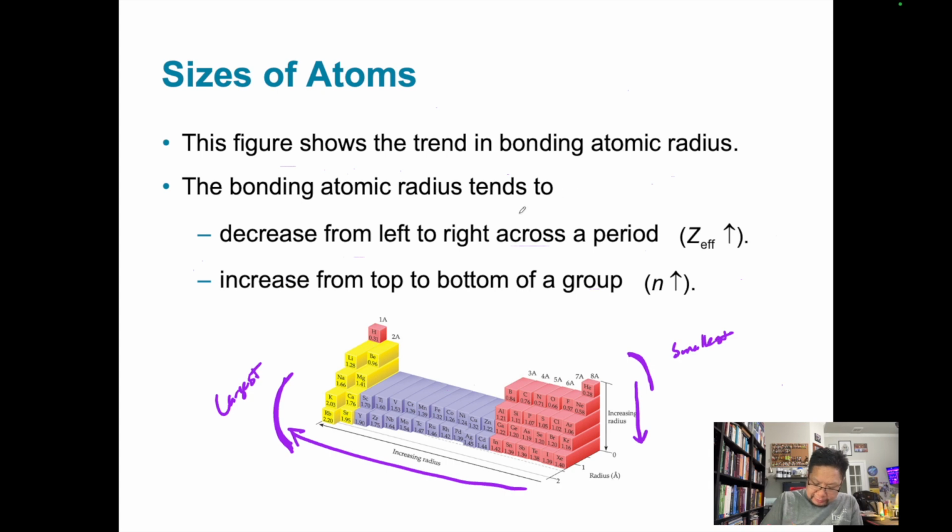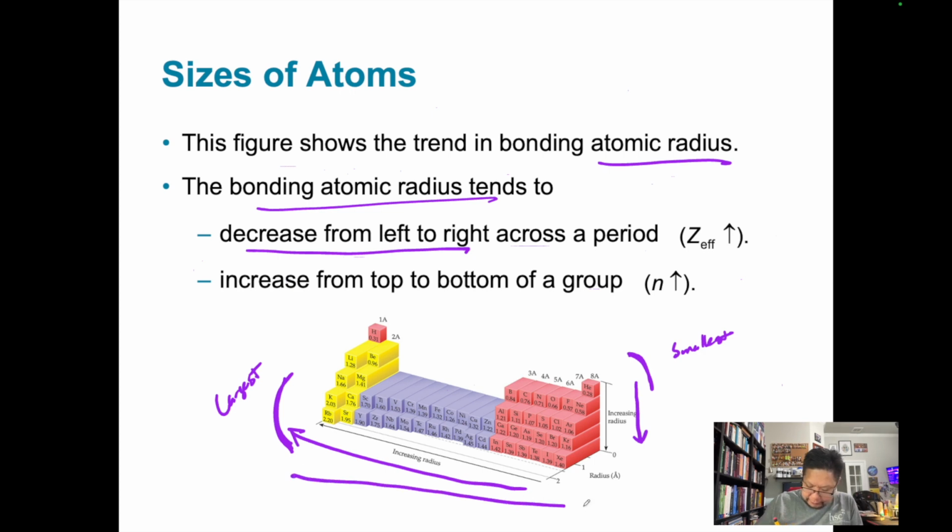And so the bonding atomic radius, though. This was just the regular atomic radius, but the bonding atomic radius actually tends to decrease from left to right, right? Interestingly enough, the bonding atomic radius decreases from left to right across the period. And that's because of a larger effective nuclear charge as we go across from left to right. And so when two nuclei get together and interact with each other through the covalent bond, it actually decreases from left to right.